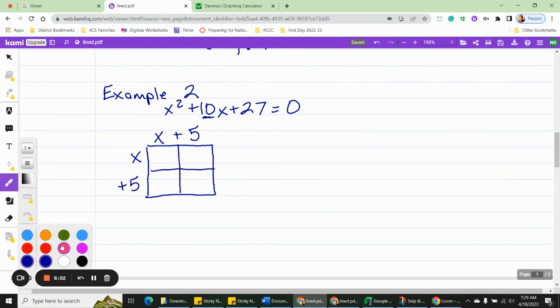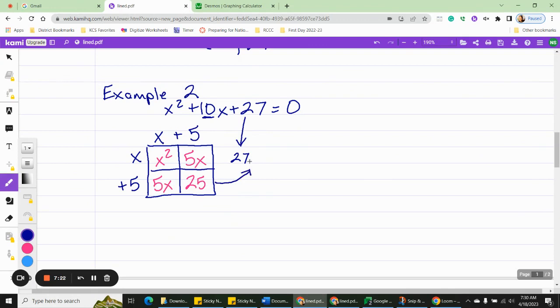Now let's write what goes inside the box. x times x is x squared. x times 5 is 5x. 5 times x is 5x again. And 5 times 5 is 25. So we filled in the inside of the box. Our next step, what we want to do is take this original c value, so 27, and we're going to subtract what we got in that last little box there, 27 minus 25. And that gives us 2.